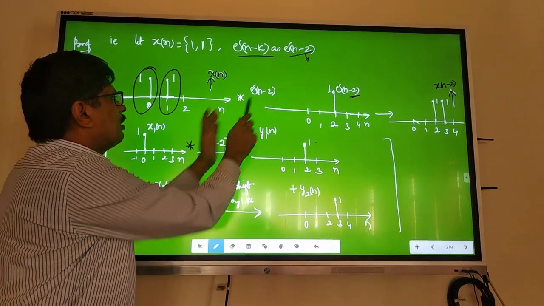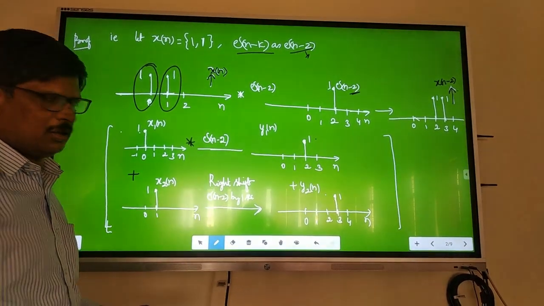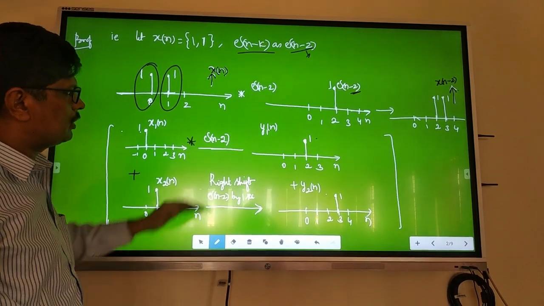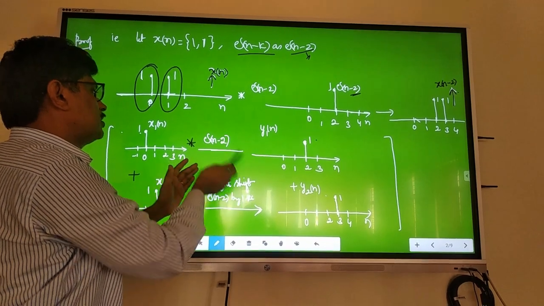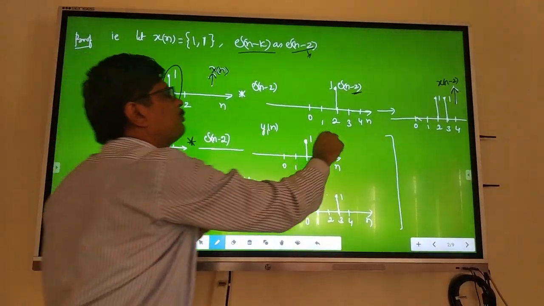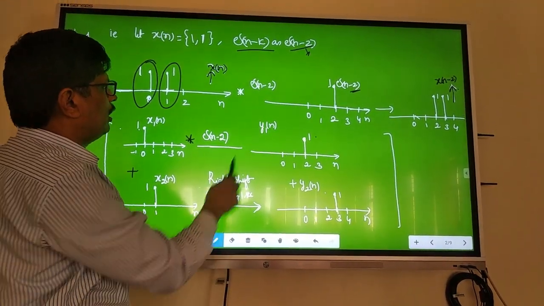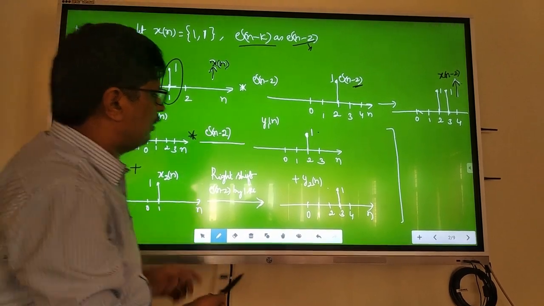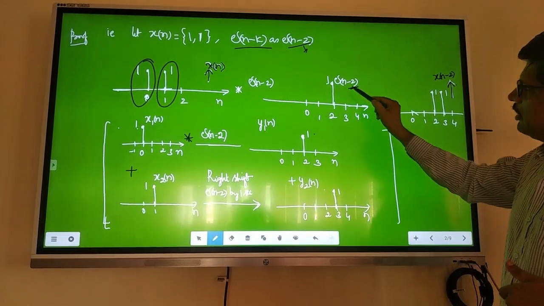Now, rate shift: whatever delta of n minus 2 is given, shift it by 1. This is a technique. Always keep x of n as it is. Take the second one, first write as it is, multiply and write. Then shift by 1, multiply, shift by 1 more, multiply. This is the process. Now shift delta of n minus 2 by 1 second. What will happen? Now this becomes shifted by 1 second.